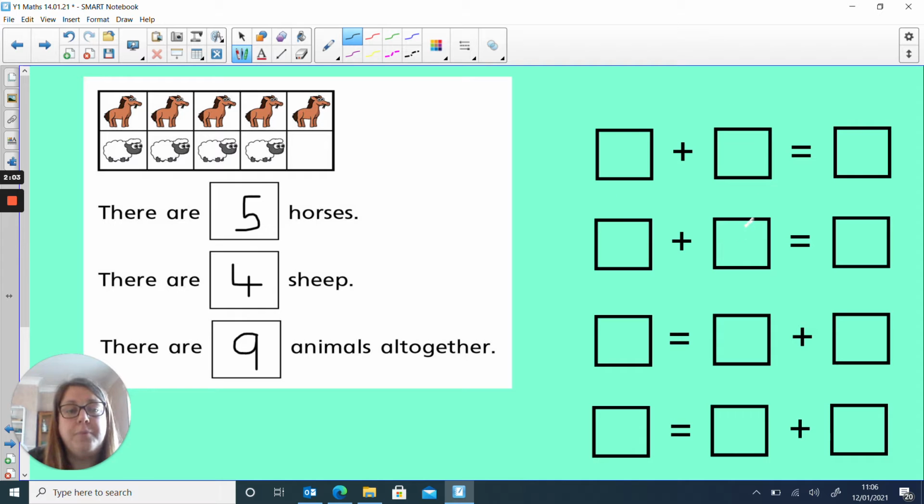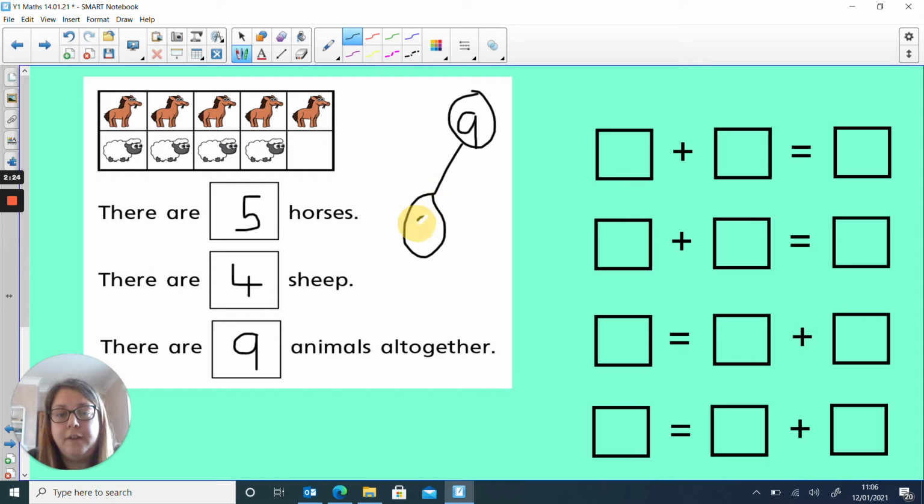So we have 2 where we do part, add a part equals the whole. For this case, 1 part is the horses, 1 part is the sheep, and the other is the whole, which is 9. So if I was to write that as a cherry diagram, 9 would be my whole. Then my part would be 5 and my other part would be 4. Okay, so part add a part equals the whole. So I know my part is 5, my other part is 4, and my whole is 9.